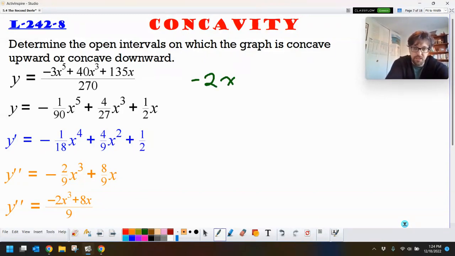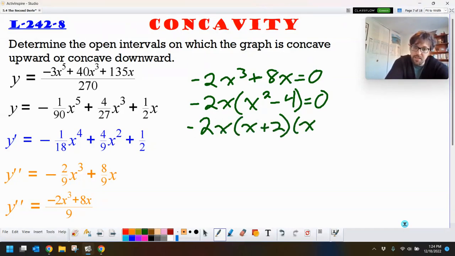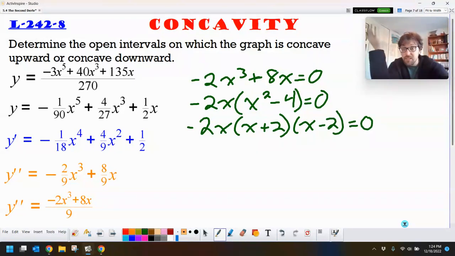So negative 2x cubed plus 8x equals 0. Let's see, we could factor out negative 2x. So then we have x squared minus 4 equals 0. And ooh, that could factor again. So negative 2x, we got an x plus 2 and an x minus 2. So those are two places where we could potentially be shifting from being positive and negative in our second derivative. So let's make a sign table.